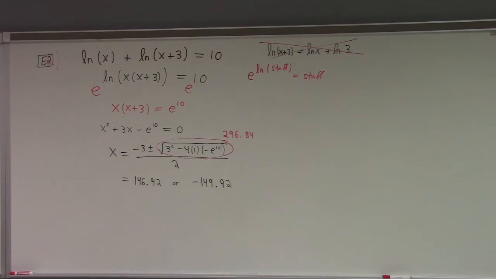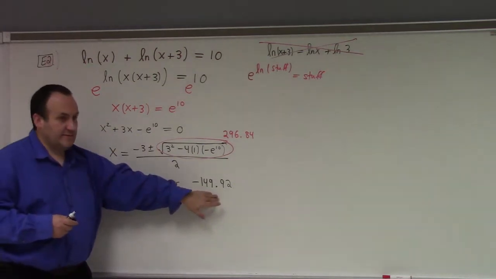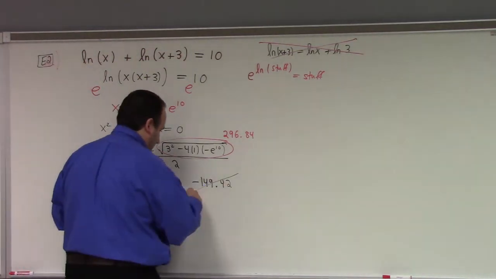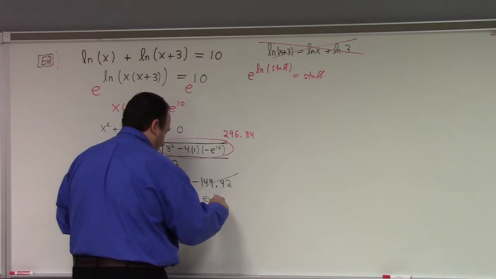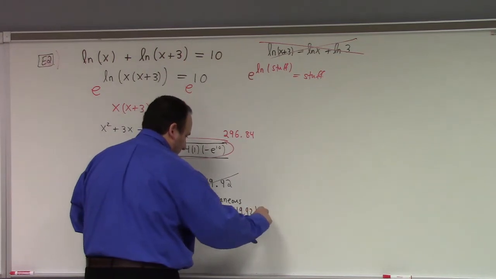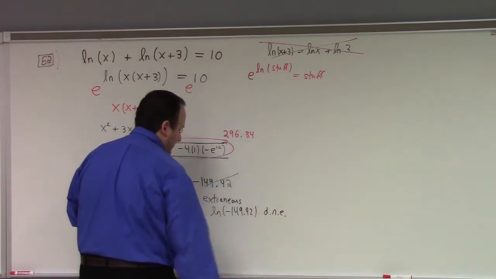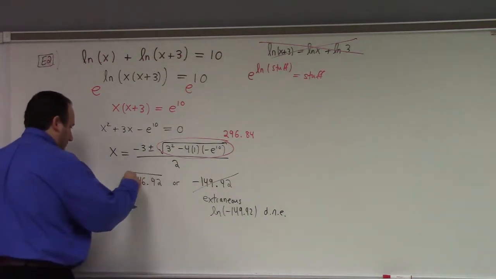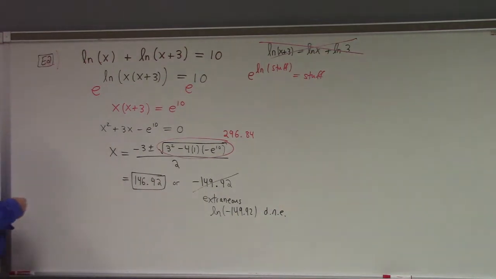Look at it. We've got log of x plus log of x plus 3, right? Can I put a negative number back into the original equation? I can't, right? So this one right here is extraneous. The natural log of minus 149.92 does not exist. You only have to ruin one of the logs to count it out. But this one will work, and you can check it, right?